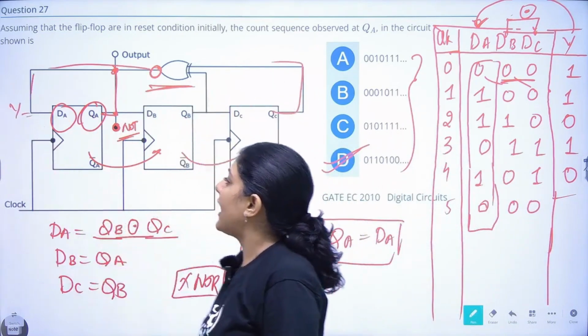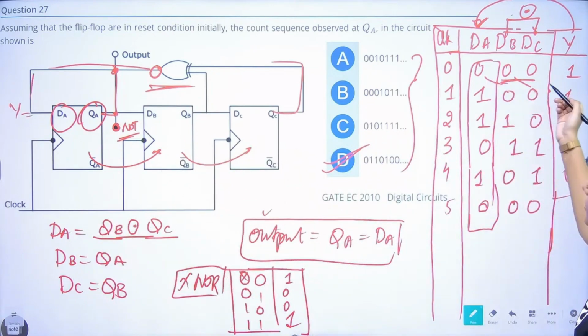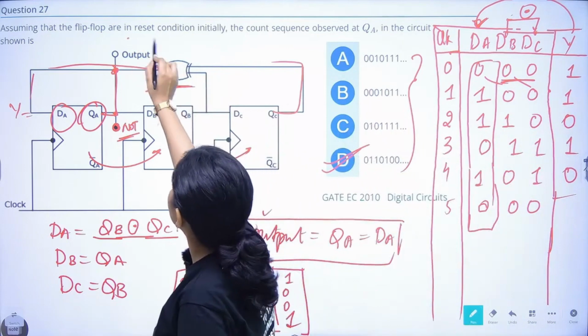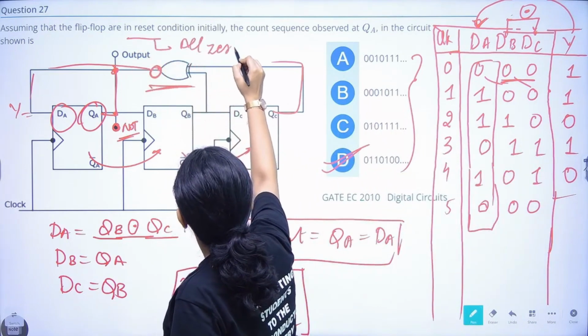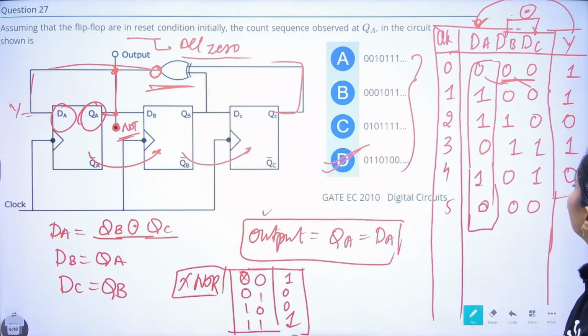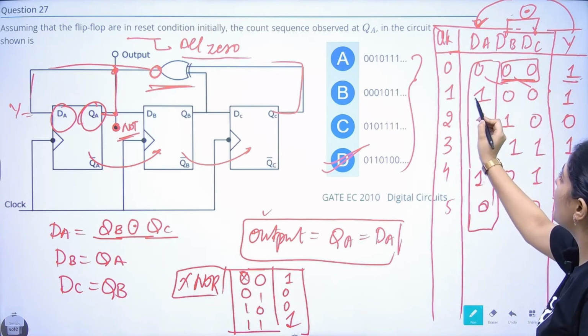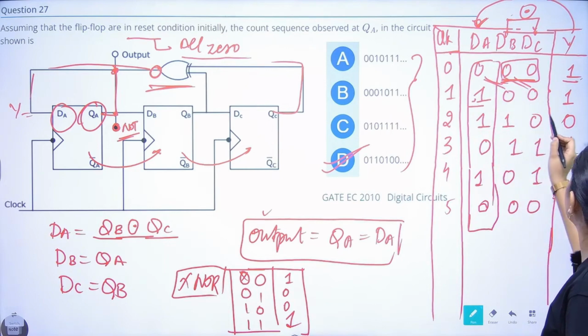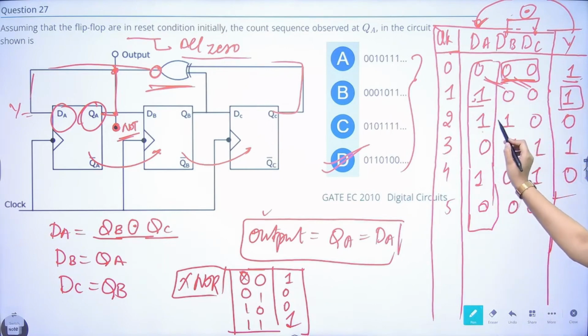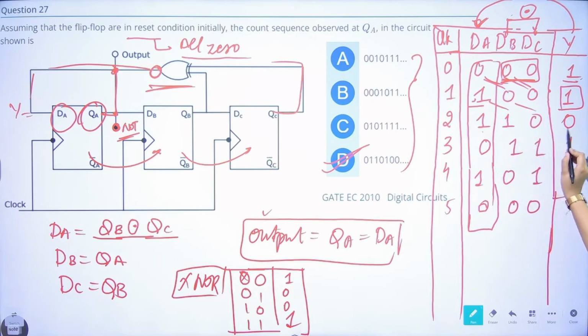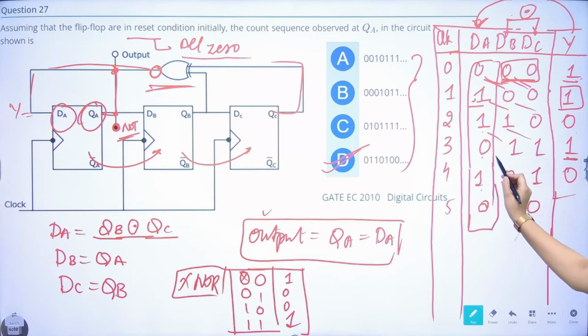This Y will become the value of DA. So we are solving it starting from 0 0 0 because they have said the reset condition. Reset condition means all 0, so all zeros were there. 0 0 will become 1. 1 will shift to DA, and these two will shift like this. 0 0 is again 1. 1 will shift here, and these two will shift here. Now 1 0 is 0. 0 will shift here, and these ones will shift here. 1 1 is again 1. 1 will shift here, and 0 1 will shift like this. This 0 1 is again 0. So 0 is this, and this is 1 and 0, and it will go on like this.